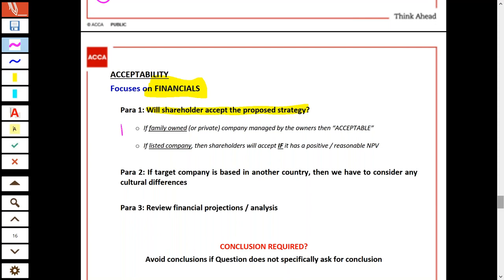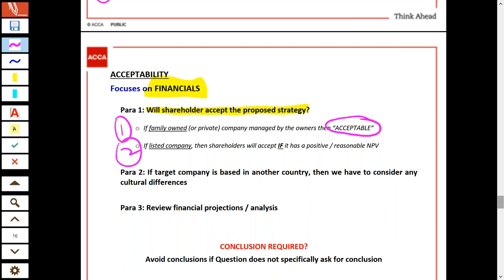Now there are 2 possible scenarios. If you are a family owned or a private company, then obviously the proposal will be acceptable by the shareholders, mainly because the shareholders themselves are the directors. In a private company or a family owned business, the family members, the owners, run the business themselves. So they are the directors and they are the shareholders. They are wearing 2 hats at the same time. So if it's a family owned business or a private company, you simply write this sentence that since ABC is a private owned company, owned and managed by its own shareholders, the proposed strategy will be acceptable. Khalas.